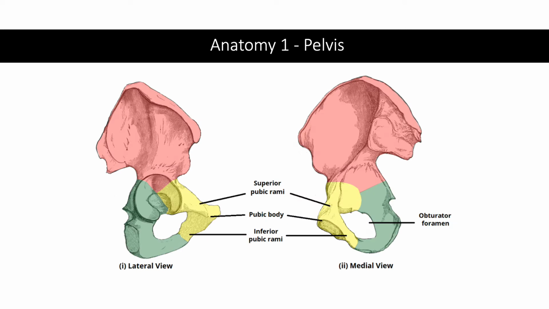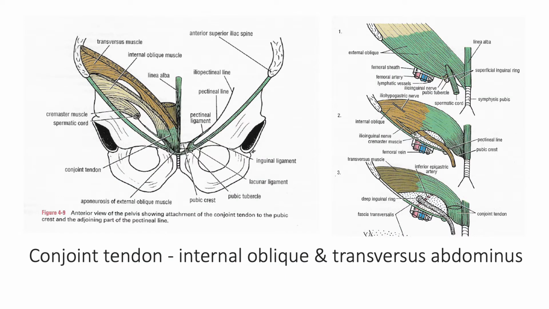Again, looking at these from slightly different views, the superior pubic ramus, the pubic body and pubic tubercle, and the inferior pubic ramus. The inguinal canal and inguinal ligament is a very complex anatomy. There are three layers essentially formed by the transversus fascia, internal and external obliques. I wanted to draw your attention to the conjoint tendon here, formed by the deepest layer transversus.